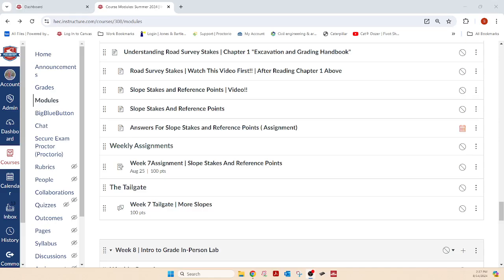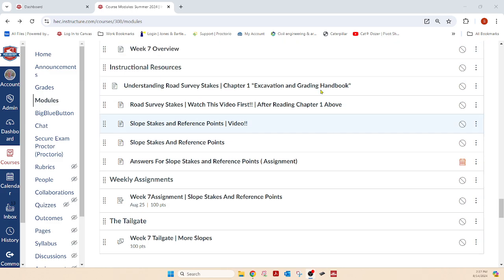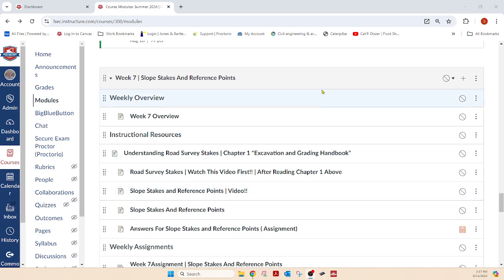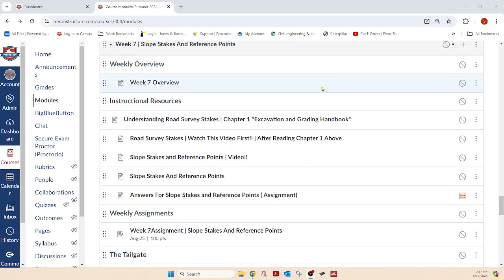Welcome to week 7, grades 101, slope stakes and reference point, what we're going to be talking about. Getting caught up here. The overview is quite simple. The course content is not.